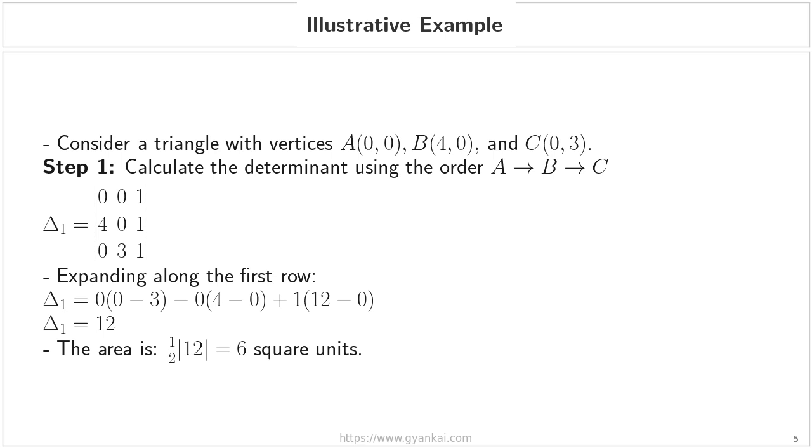of 6 square units. Now that we understand why the sign of the determinant can vary, let's put this theory into practice with an illustrative example. Notice that in this specific order, our determinant came out positive, but as we will see in the next slide, changing the order of these points will lead us to a different sign, even though the physical area remains exactly the same.